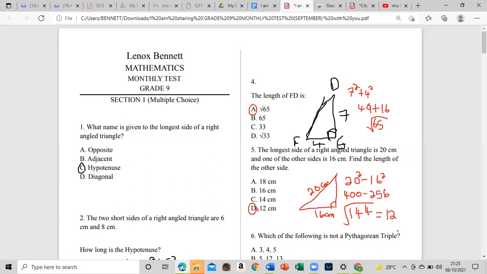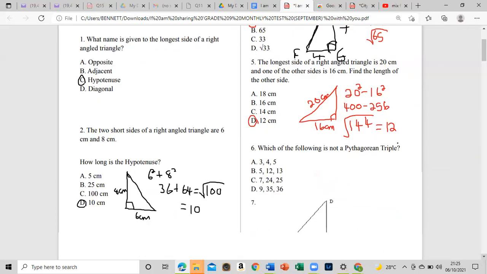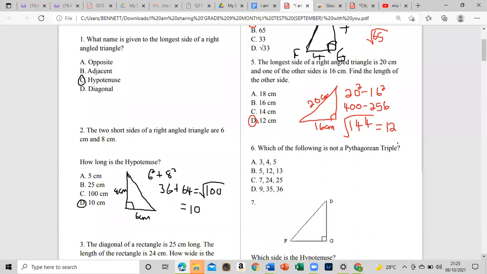Alright, number 6 says, which of the following is not a Pythagorean triplet? What it means is that you get a whole number, and we know that 3, 4, 5 and 5, 12, 13 are triplets. We just did this one, so that leaves us with D. So number 6 would be D.